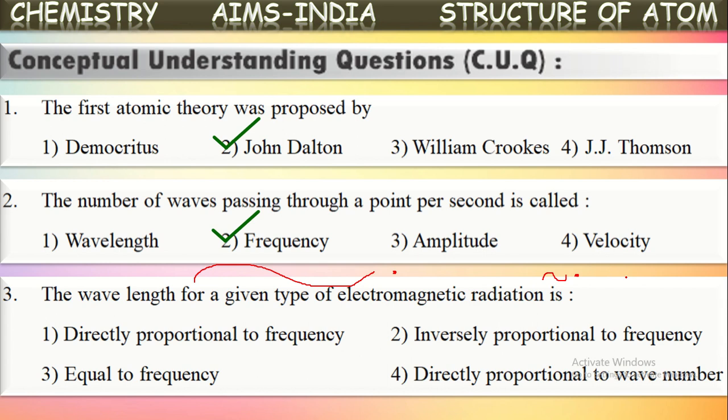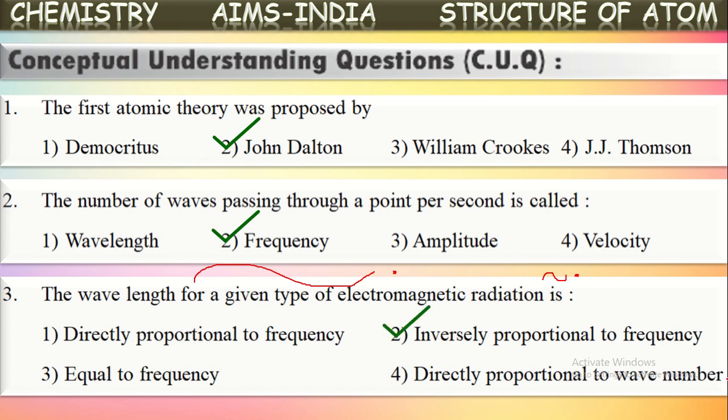So from these two examples, what can we understand? If the wavelength is greater, frequency is less, and vice versa. So how are these two related? Wavelength is inversely proportional to frequency. Isn't it? Yes. Wavelength is inversely proportional to frequency for a given type of electromagnetic radiation. Where is it? In the second option.